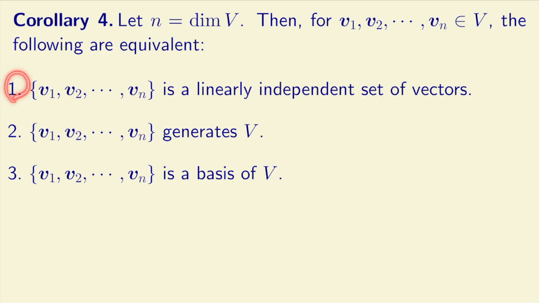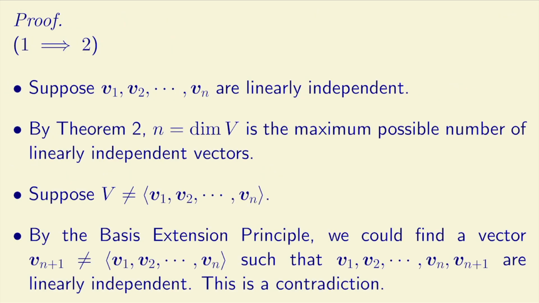So 1 implies 2, which implies 3, which implies 1. So they are equivalent to each other. Let's walk through the proof quickly. First, we prove 1 implies 2.